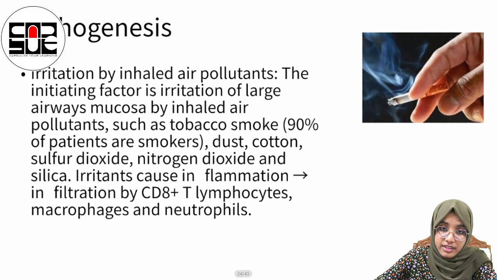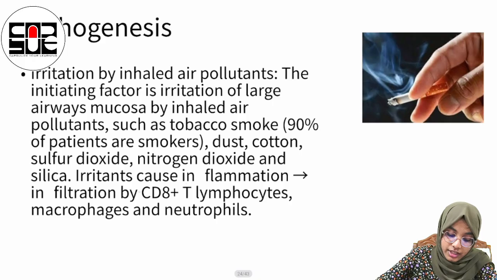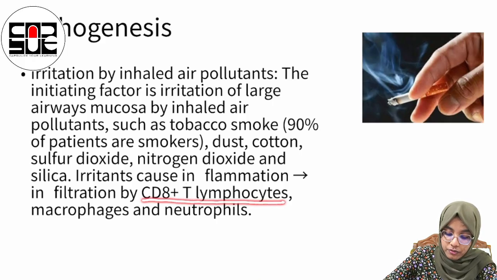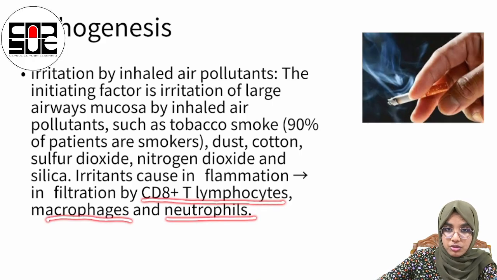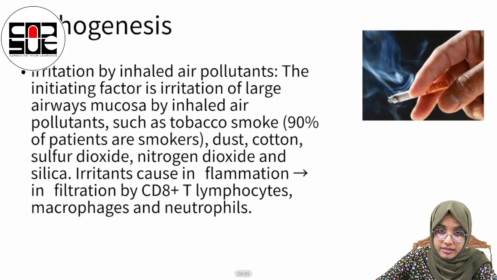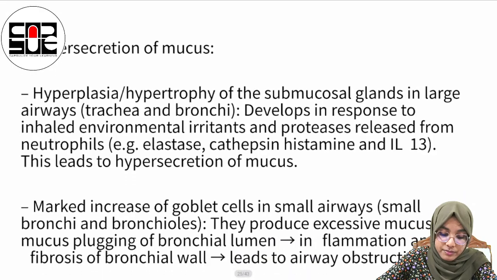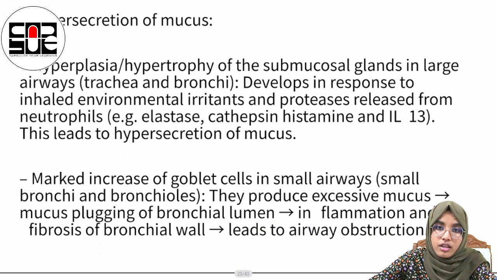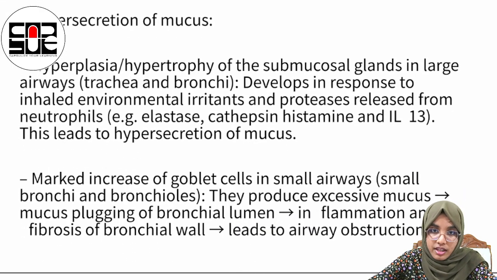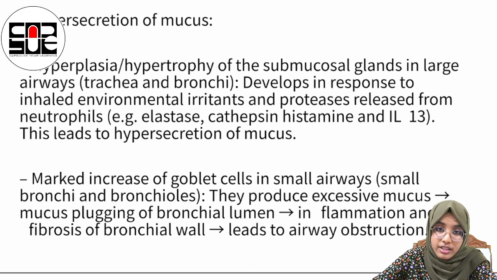And because of this irritation, there will be inflammation and infiltration by the CD8 plus T lymphocytes, macrophages and neutrophils. So that is the first factor that is involved. There will be irritation. The next factor that is involved is hypersecretion of mucus. The mucus is produced by the submucous glands which are present in the submucosa. We discussed it in the histology. And these submucosal glands will undergo hyperplasia and hypertrophy because of the irritation that is produced by the pollutants that this person is inhaling. There will be hypersecretion of mucus.